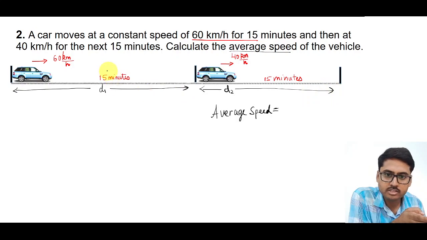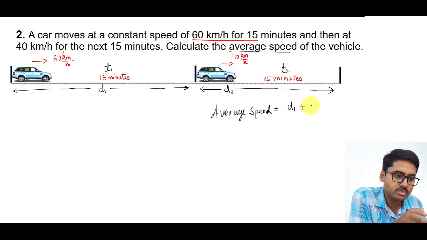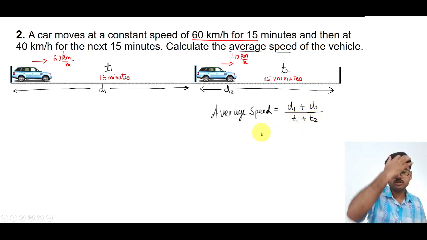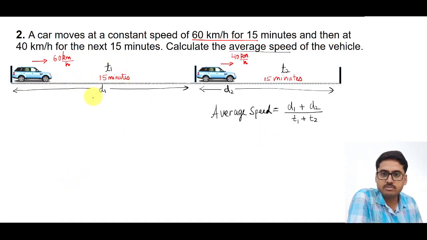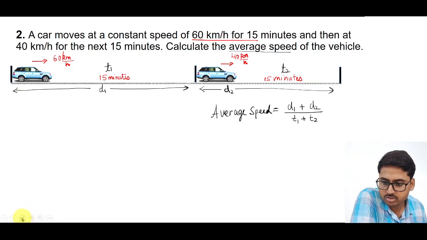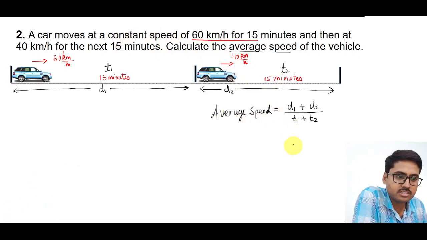This time I am calling it t1 and this time I am calling it t2. So here average speed is equal to d1 plus d2 divided by t1 plus t2. Okay, so how do I find distance d1? Often children make the mistake of simply writing the speeds like 60 plus 40 divided by 15 plus 15.